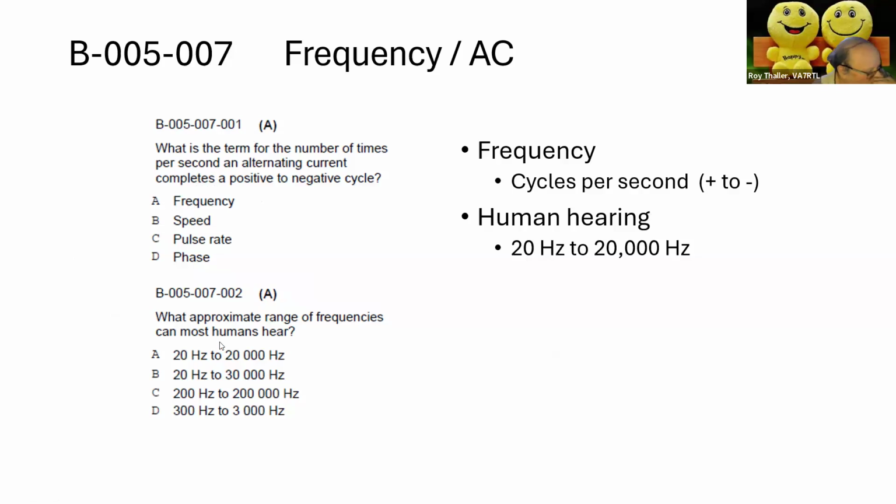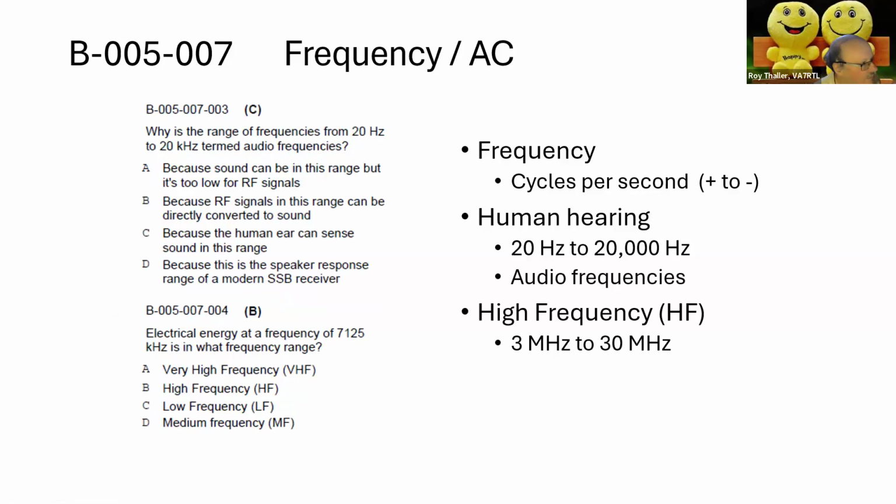So here is one of the questions. What is the approximate range of frequency that a human can hear? So A is the correct answer, 20 hertz to 20,000 hertz. Why is the range of frequencies from 20 hertz to 20 kilohertz termed audio frequency? Because this is the range that the human ear can hear, can sense sound. So C is the correct answer.